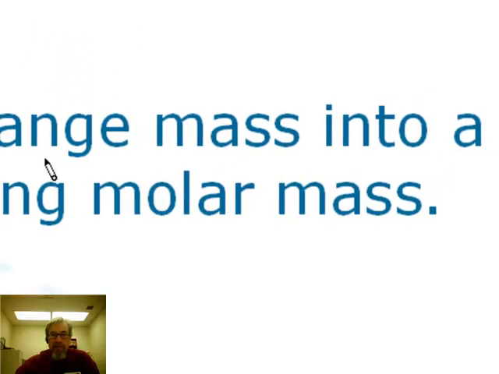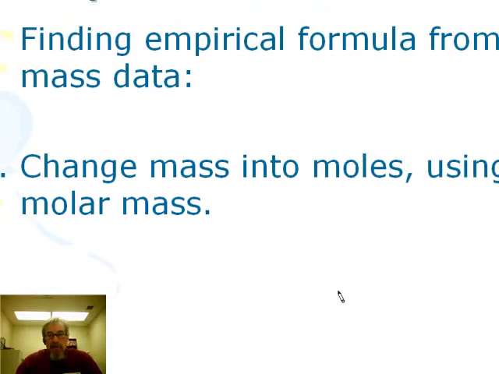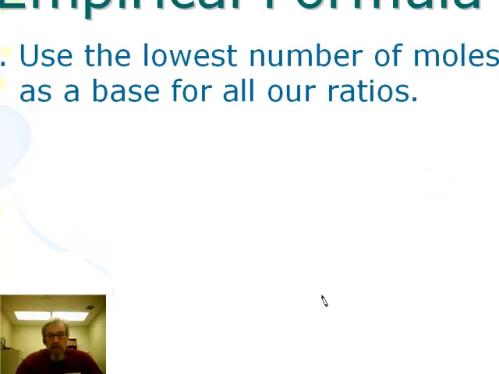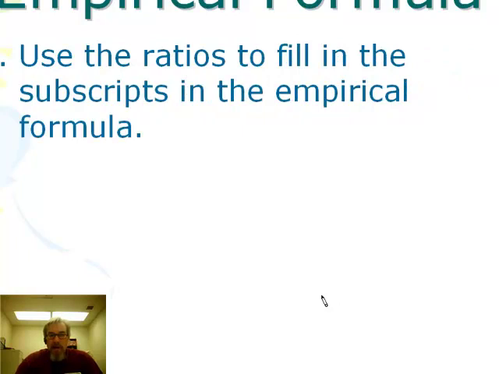in a formula. So here are the steps. To find empirical formula from mass data, if you're given mass or if you got mass from the lab, the first thing you want to do is change the mass into moles. And you can do that using molar mass. We're familiar with how to do that. The second thing to do is, once you find the list of moles for every element that's in the compound, use the lowest number of moles as a sort of a base for all of the ratios. You'll see more about what that means when we do an example. Once you've got ratios, and they're in whole numbers, you fill in the subscripts in the empirical formula.